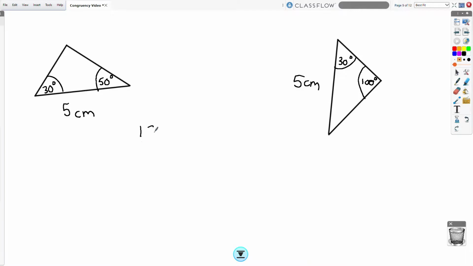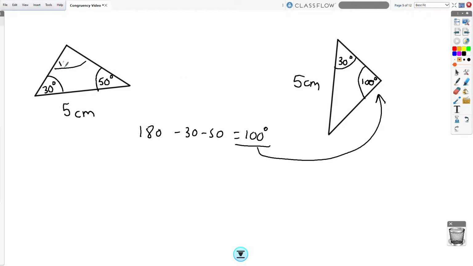So the third angle should be 180 minus 30 minus 50, which is 100 degrees. And that makes sense since this angle is 100 degrees. So we label that as 100 and we label this as 50. So we know we have at least two angles and a side, so it's going to be ASA this time.